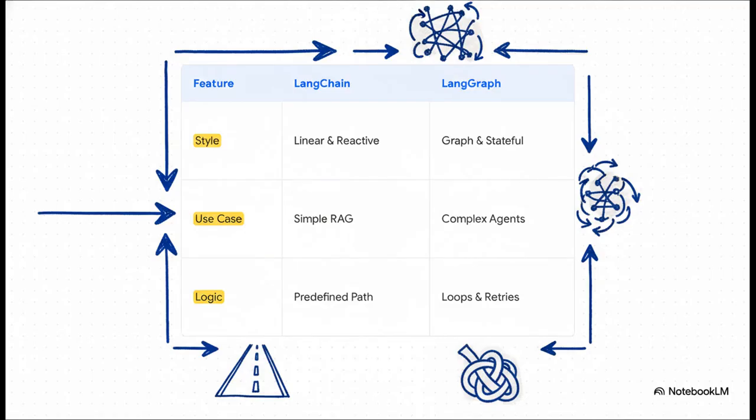So let's put them head to head. LangChain is linear, reactive, perfect for simple chatbots and RAG. LangGraph is stateful, built on a graph. It's made for complex agents that need to run in cycles and make decisions. So think LangChain for a predefined path, LangGraph for a journey with choices.